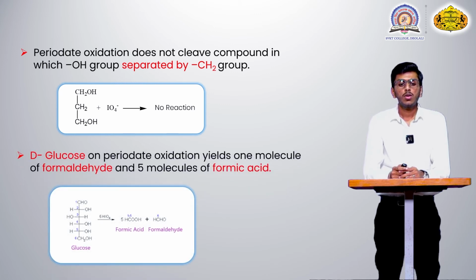Now, the D-glucose on periodic oxidation yields 1 molecule of formaldehyde and 5 molecules of formic acid. The reaction is shown below.